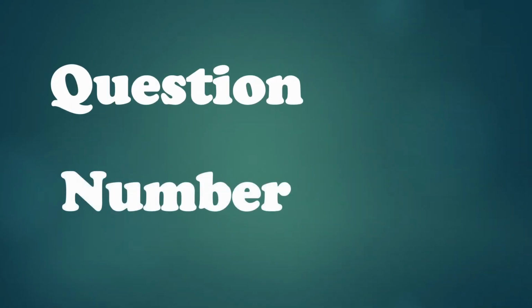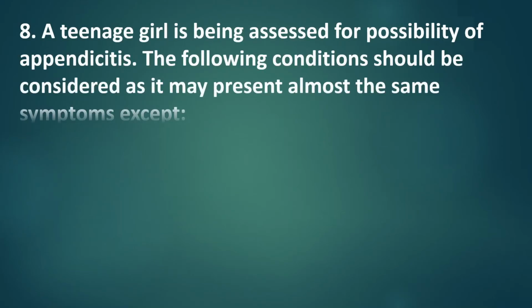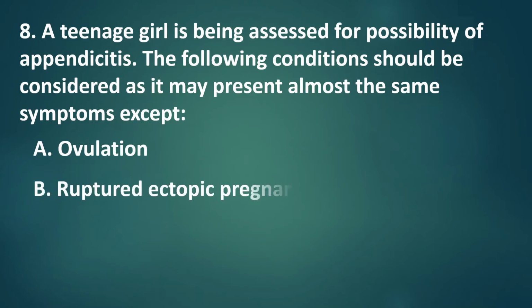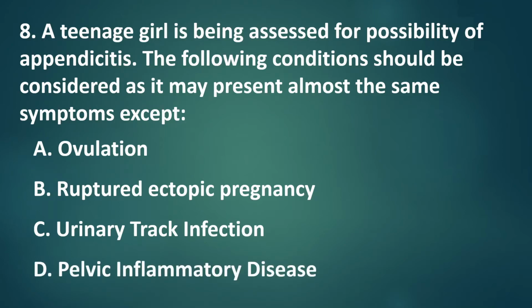Question number 8. A teenage girl is being assessed for possibility of appendicitis. The following conditions should be considered, as it may present almost the same symptoms except: A. Ovulation. B. Ruptured ectopic pregnancy. C. Urinary tract infection. D. Pelvic inflammatory disease.